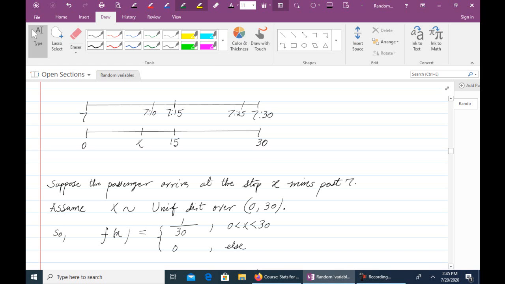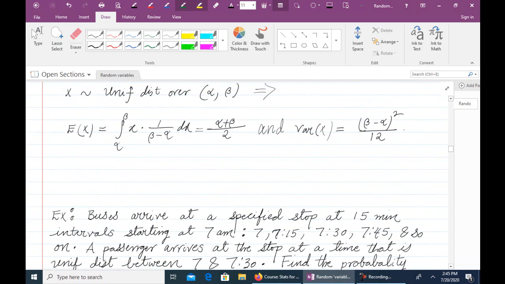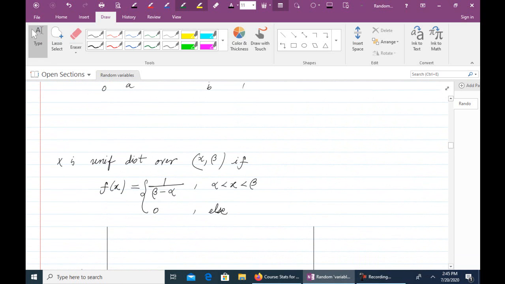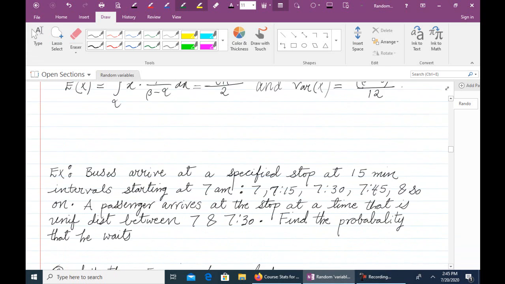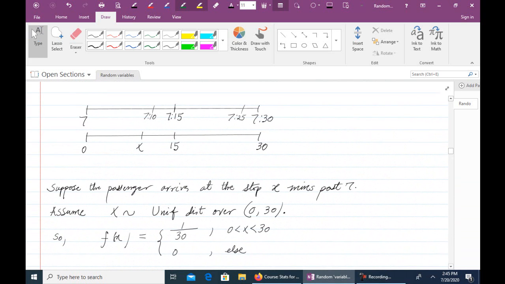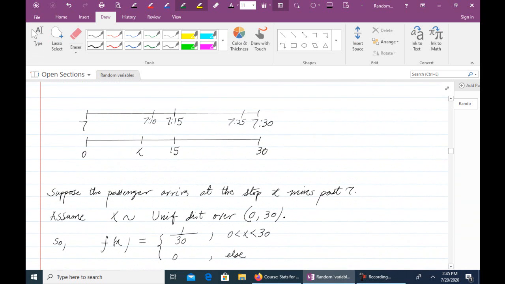So remember, for the uniform distribution over the interval from alpha to beta, the density is given by 1 over beta minus alpha, or 0 otherwise. So here in our case, beta is 30 and alpha is 0, so f of x would be 1 over 30 when x is between 0 and 30, and it'll be 0 otherwise. So now we know the density of the arrival time, so we can answer the probability questions.